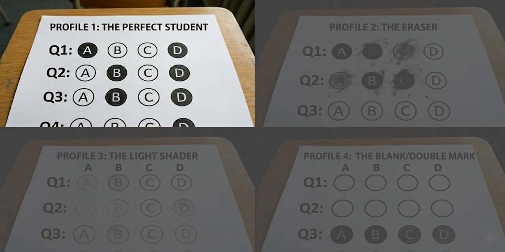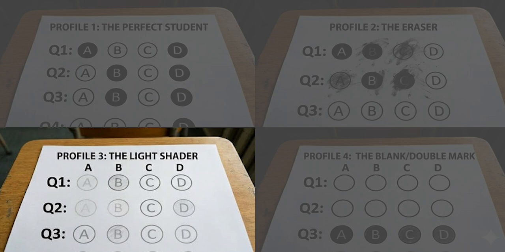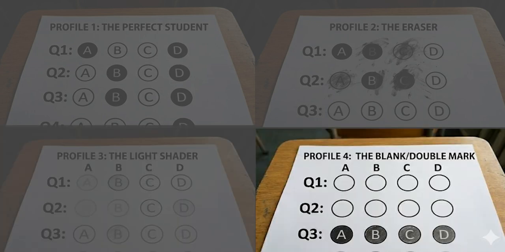Profile 1 would be the perfect student. He shaded all the correct answers perfectly at 95% darkness. Profile 2, the eraser, so it shades the correct answer at 95% but leaves a messy smudge based on our error darkness input on a wrong answer. So profile 3 would be the light shader. So this one shades very lightly, forcing the Sugeno algorithm to lower the threshold to catch it. Number 4 would be the blank or double mark. It leaves questions blank, or the student leaves questions blank or double shades them.